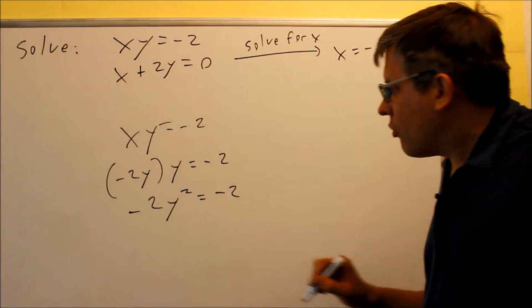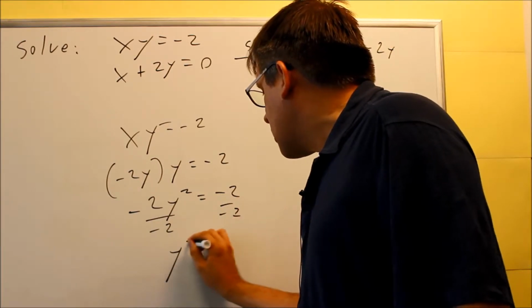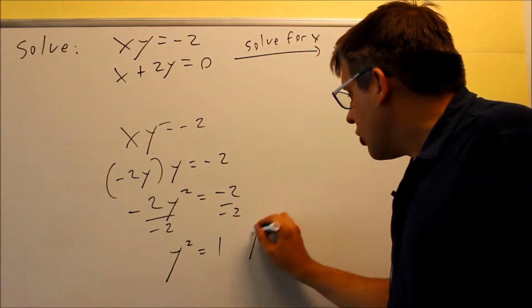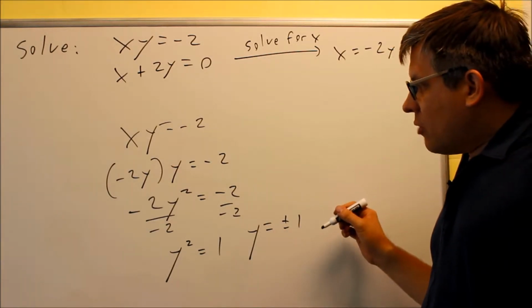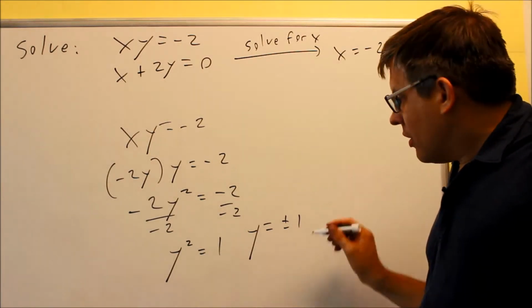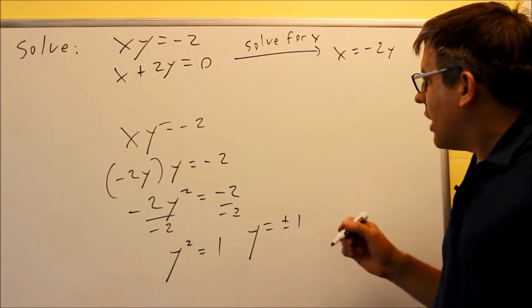I want to solve that one for y, so divide both sides by -2, and we get y squared equals 1. We square root both sides. Your y is equal to plus or minus 1. Now last time we only got one answer. We were able to plug it back in and get the result right away. This one, because I have two answers for y, I actually have to split this up.